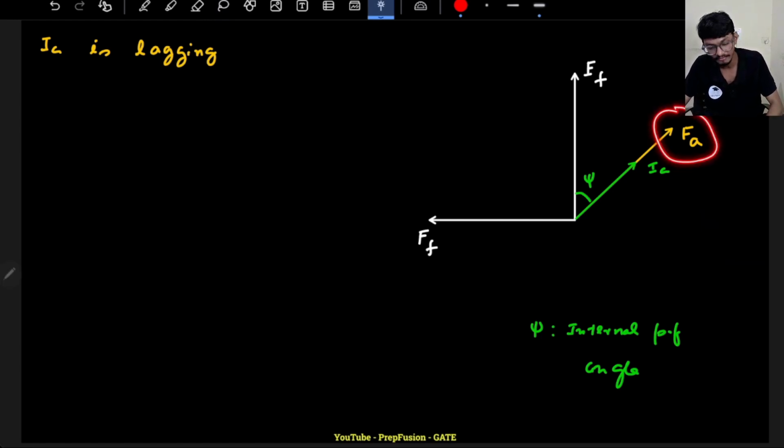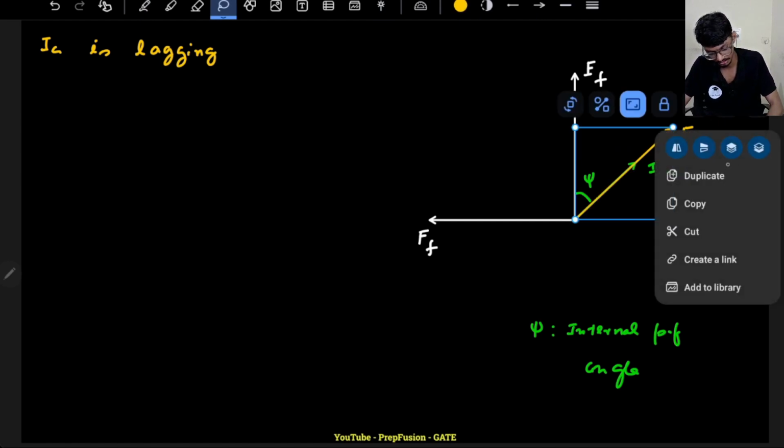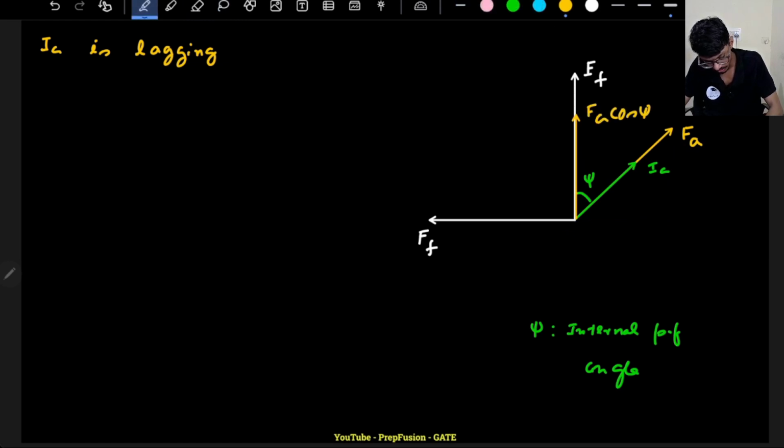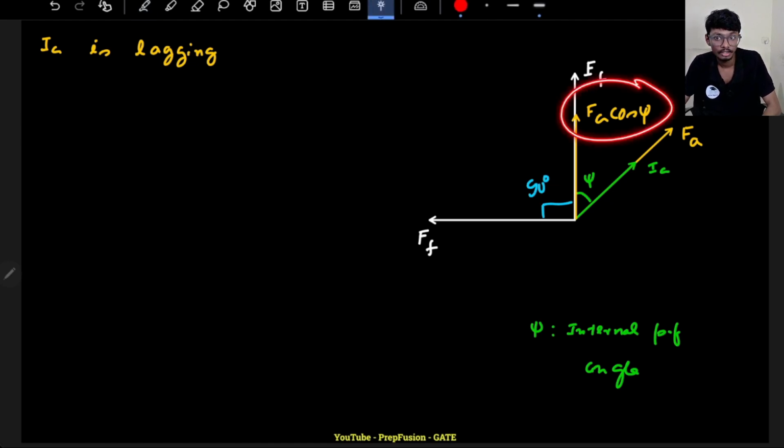Now this FA will have two components, correct? One will be along this, one will be perpendicular to this. The along component will actually be the quadrature one. Why it will be quadrature, I will explain in just a second. So this FA, I can break it down into two components. This component will be FA cos xi. And in what angle is this to the main field flux? With respect to the main field flux, it is 90 degrees. So that means this flux is the quadrature flux.